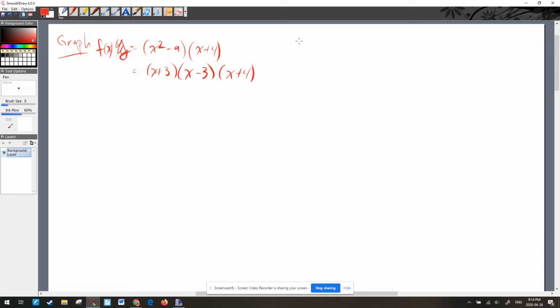So if we think about that, we're going to have roots at x equals 3, -3, and -4. And I guess the y-intercept, if I put in x equals 0, it is going to be -4 times -9 times 4, which is -36. Okay, so we could be framing this all up, adding those details. So we have those. Lovely.